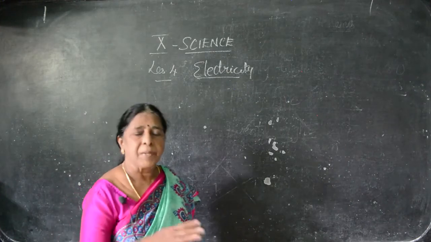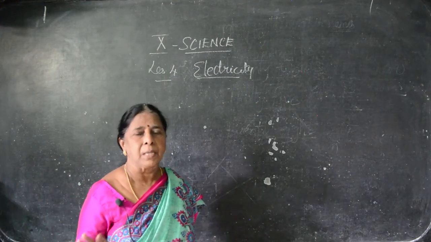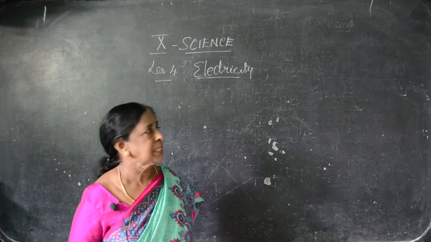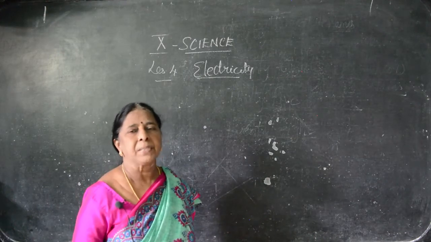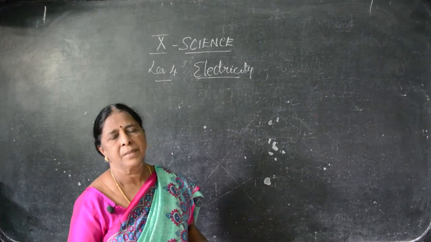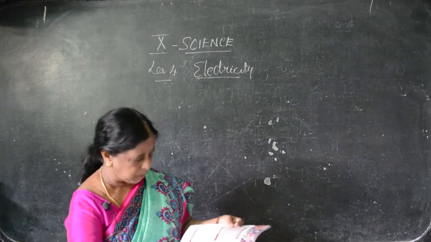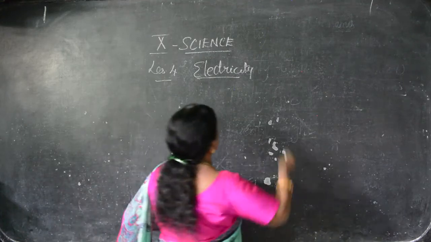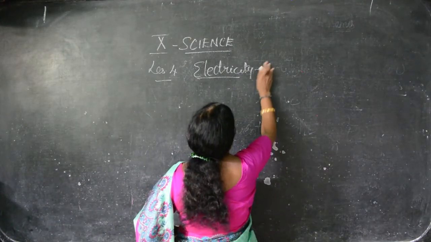So, if I complete this lesson, all the lessons will be over. Only a few more lessons for us. Let me complete within the scheduled time. I will start the revision from January onwards. Clear? So, it's on page number 42, electricity. This is nothing else. Already we have studied.